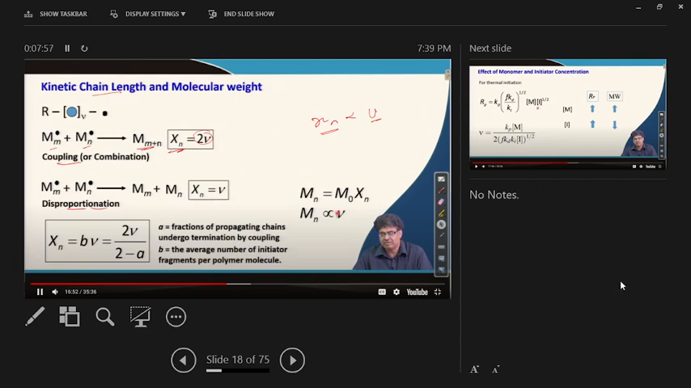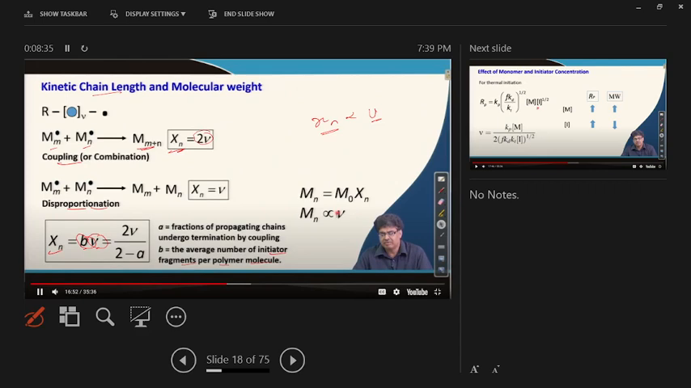Okay, so finally we can write the expression in this form: Xn is equal to BV. So this is the kinetic chain length, and this B represents the average number of initiator fragments per polymer molecule. So how many initiators are fragmenting, the average number of initiator fragments per polymer molecule.